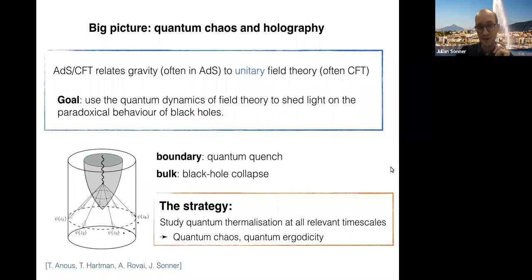And in those timescales, a wonderful thing happens, namely that a new kind of universality arises, which is the universality that is due to chaotic behavior of the quantum system. So this is the quantum ergodic regime and how we approach the quantum ergodic regime. So that's the strategy. We would like to study thermalization at all relevant timescales. And today I would like to report on timescales that have to do with quantum chaos and the approach to quantum ergodicity.